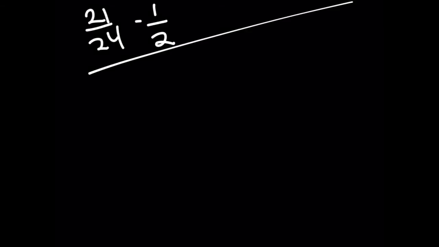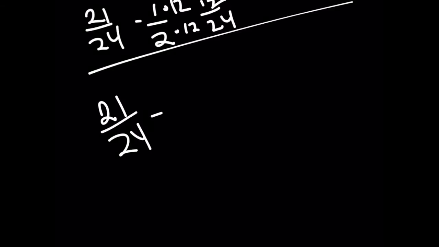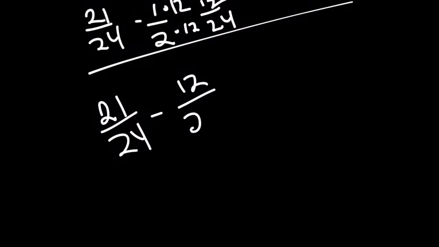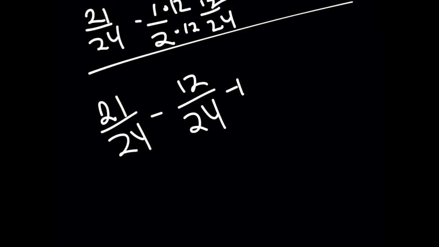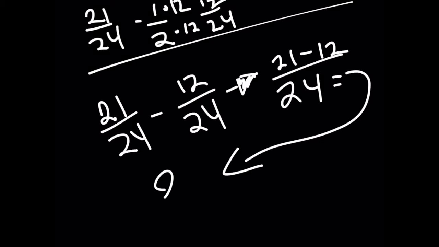You have to find the LCM on this one, so you have 2 times 12 equals 24, so 1 times 12 equals 12. So you rewrite it 21/24 minus 12/24, and then you have to write it like this: 21 minus 12 over 24, and your answer is 9/24.